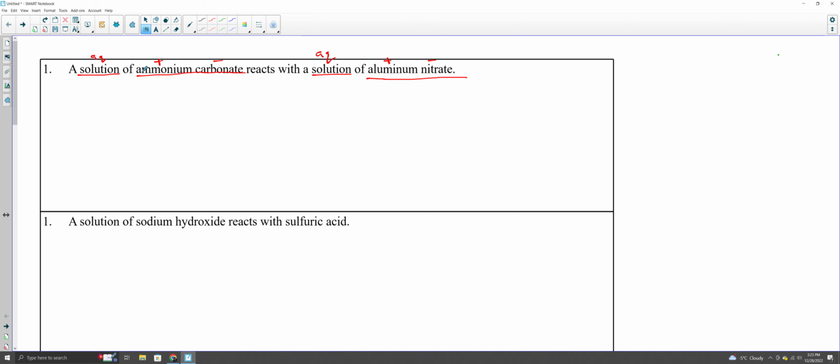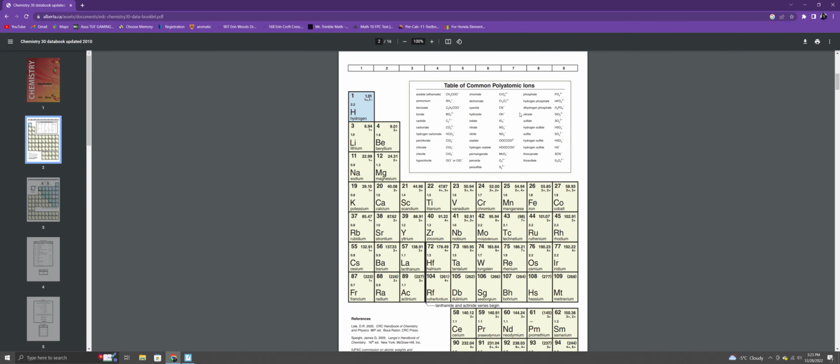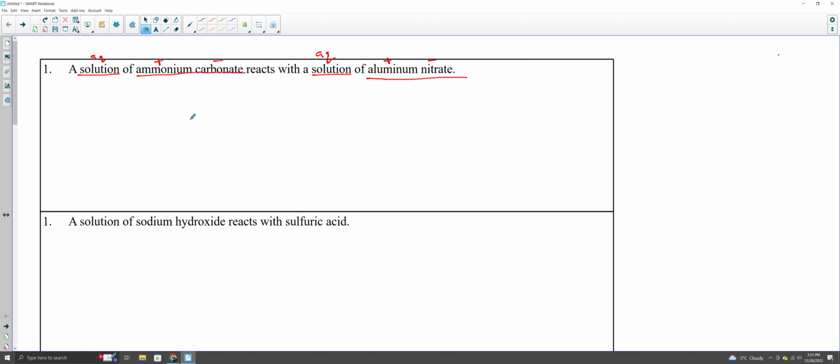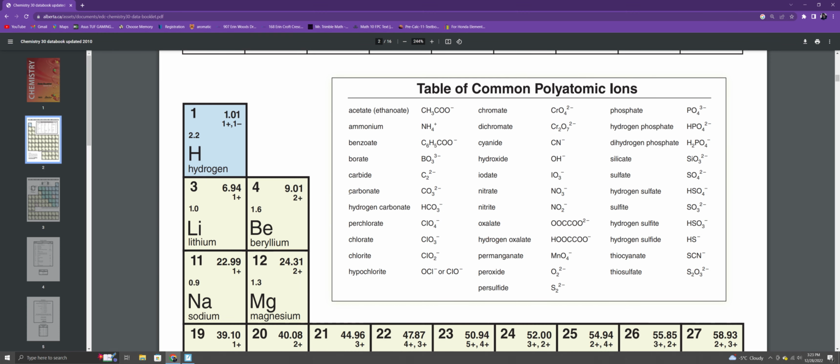So ammonium, you guys should be familiar with that, but it is an interesting cation in that it's the only polyatomic ion with a positive charge. So there it is there, ammonium NH4+. So we're going to jot that down, NH4 charge of +1. Carbonate, on the other hand, is quite common. We can find it here.